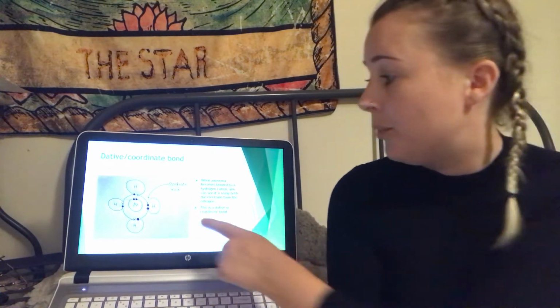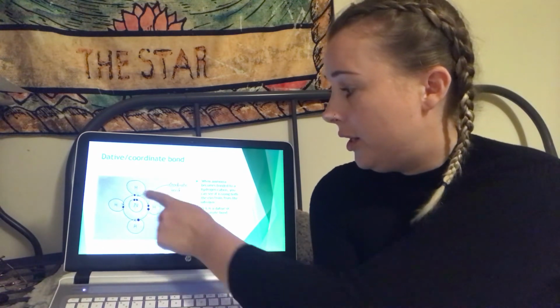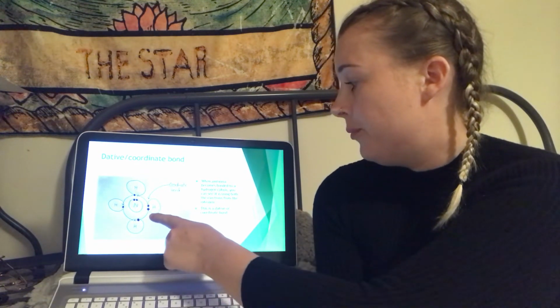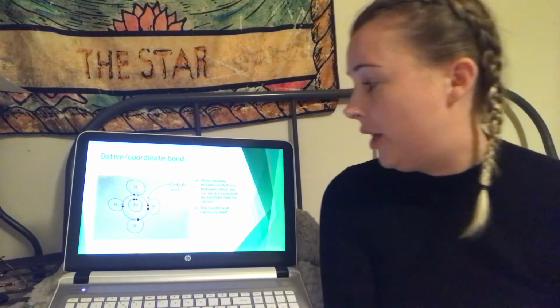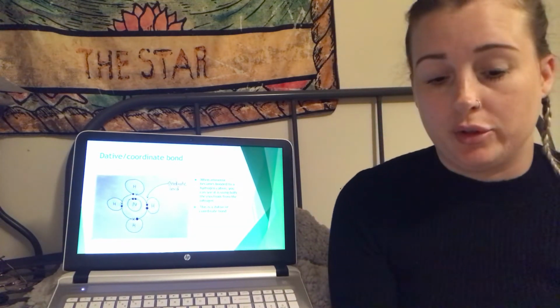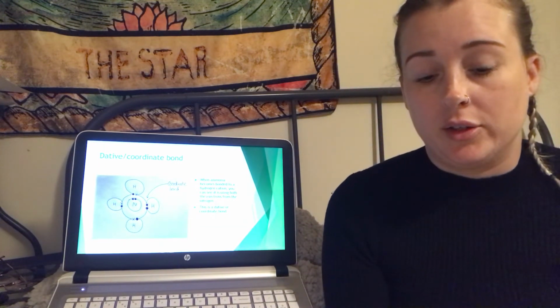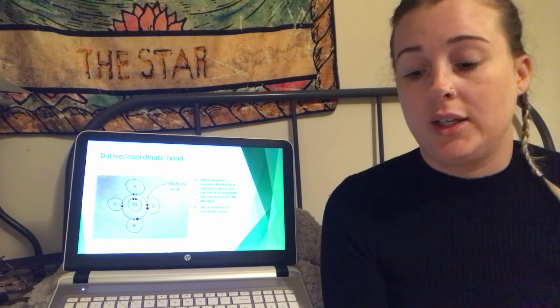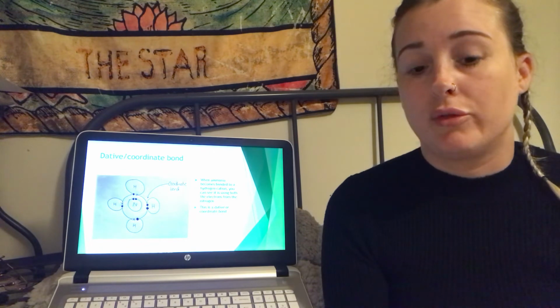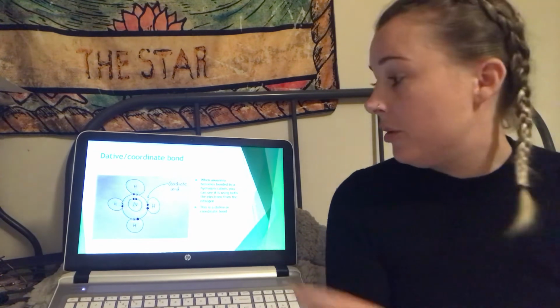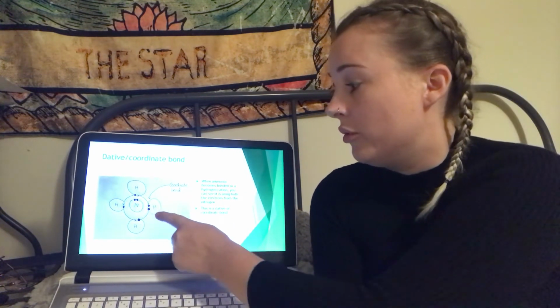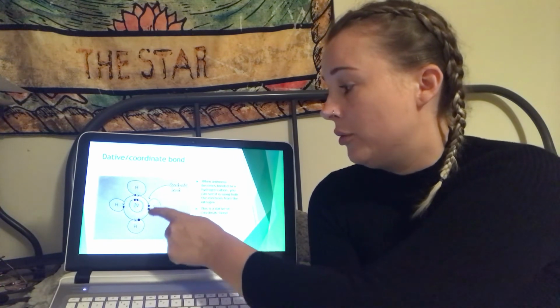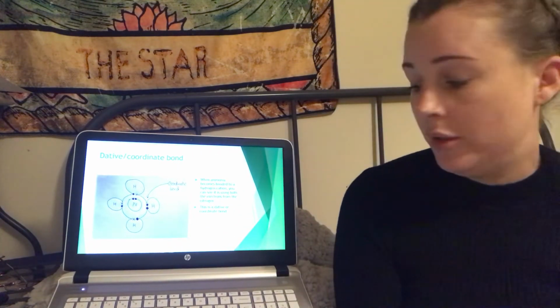Now this is an example here, NH4, of a coordinate or a dative bond. So when ammonia becomes bonded to a hydrogen cation, you can see it is using both of the electrons from the nitrogen rather than 1 from hydrogen, 1 from nitrogen. These are both the nitrogen's electrons.